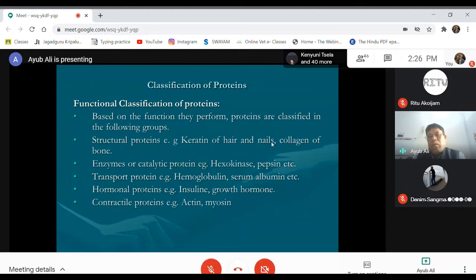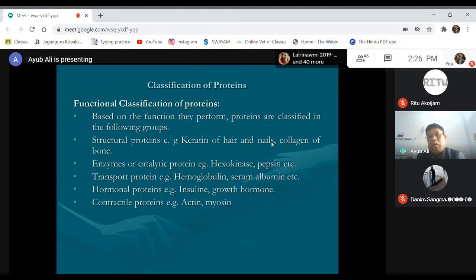And contractile proteins, say the muscle contraction, it requires proteins. So examples are actin and myosin. These proteins which are involved in the muscle contraction will be classified as the contractile proteins. Then some proteins are present as a storage form of the protein. Example is the albumin, glutelin.